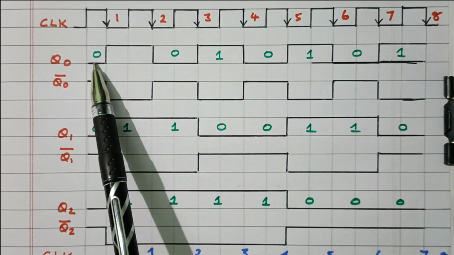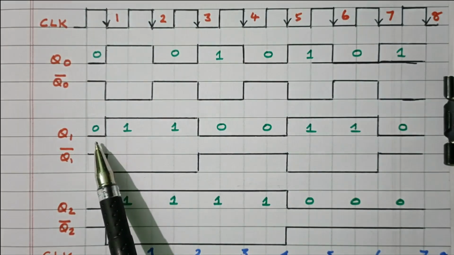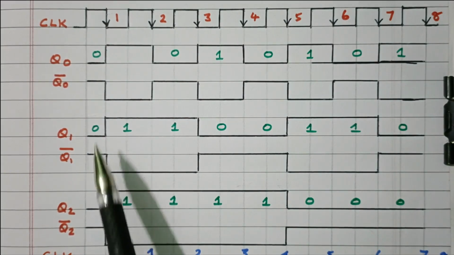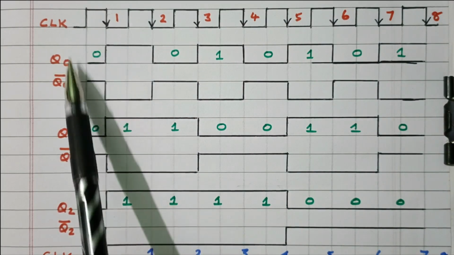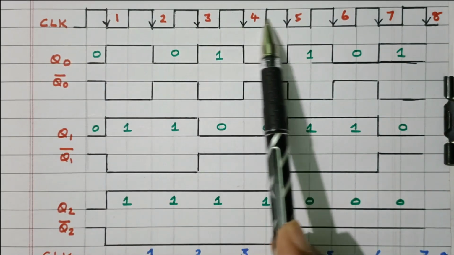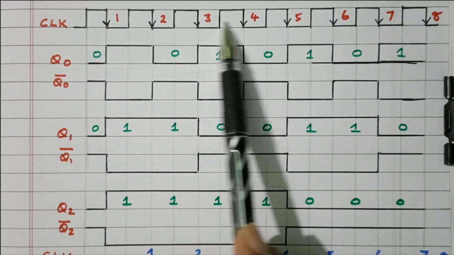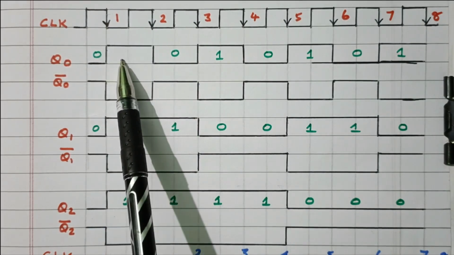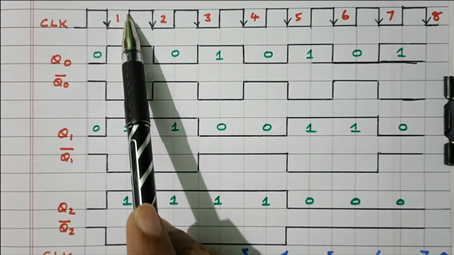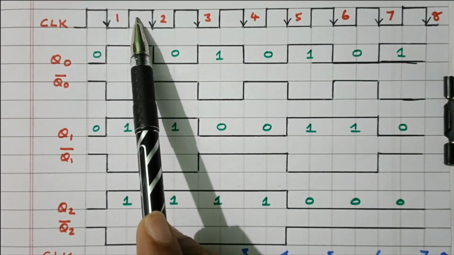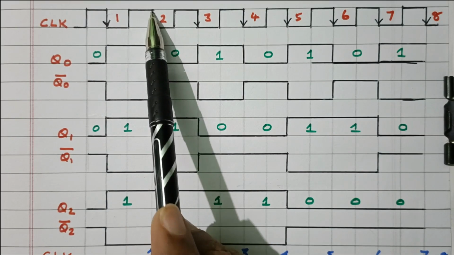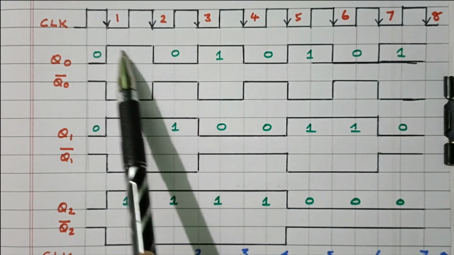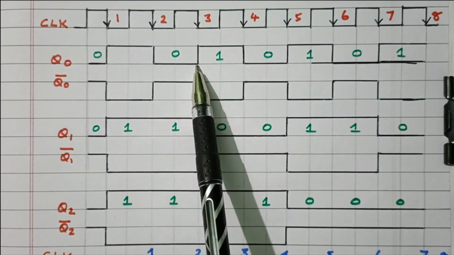So initially it is 0. Q0 is 0, Q1 also 0, Q2 also 0. Right? Initially all are zeros. The clock pulse is applied to the first flip-flop. So during this negative edge, 0 changed to 1. This is the rising edge, 0 to 1. This is the falling edge. So during this falling edge, 1 changed to 0.